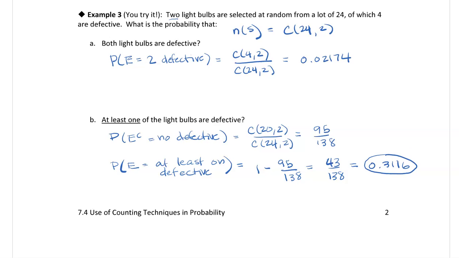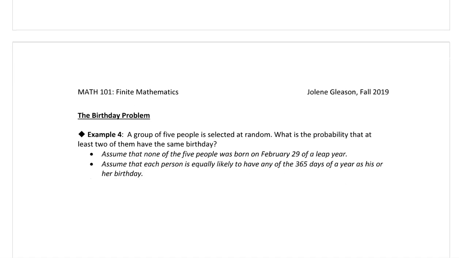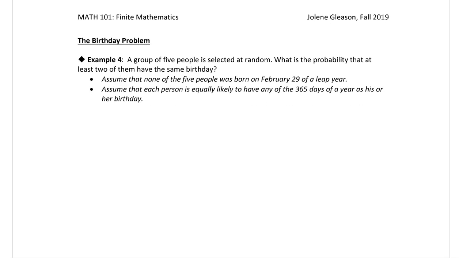Now, we get to move on to the birthday problem. And the birthday problem is a famous problem because there's an unexpected result in certain cases. I'm just going to look at the basic concept behind the birthday problem first.